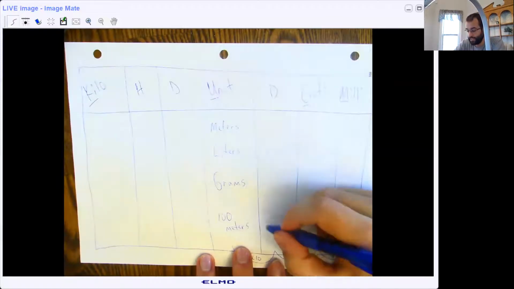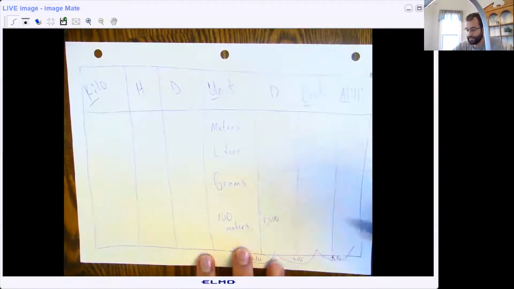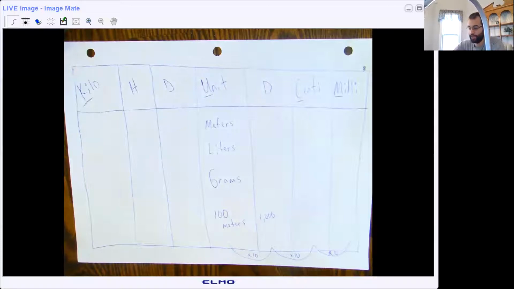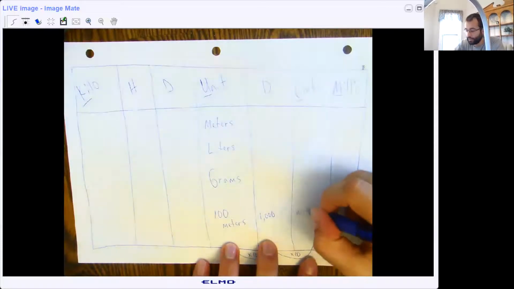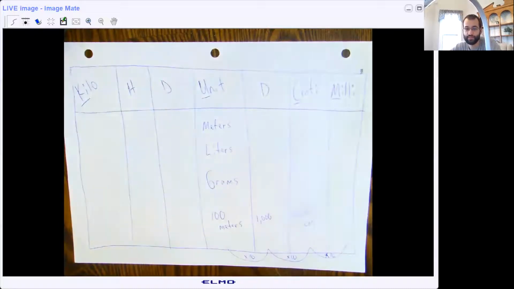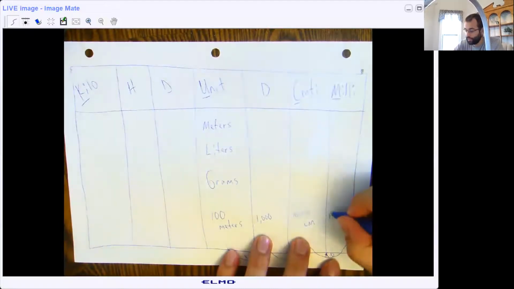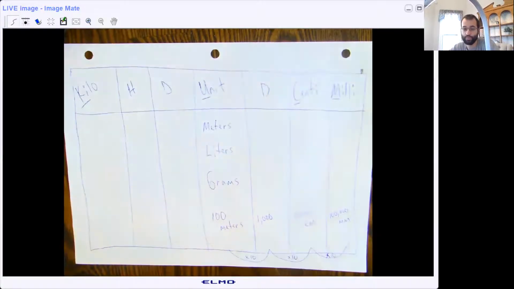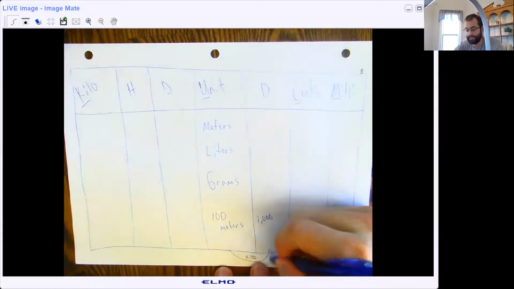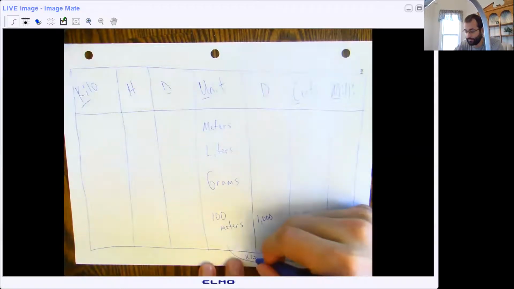So 100 meters would equal 1,000. In this one, it would equal 10,000. And we'll say centimeters in this one, and it would equal 100,000 millimeters. Well, what did I do each time? I added a 0. So when I multiplied by 10 here, I added a 0.